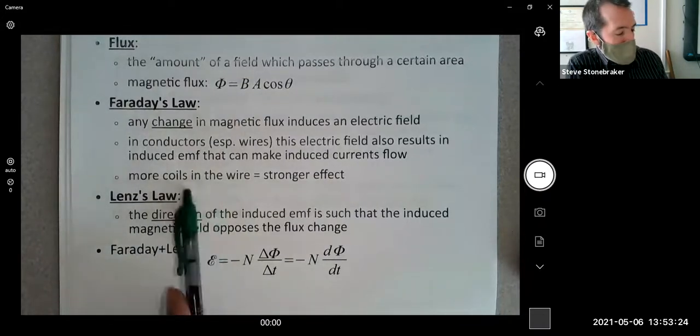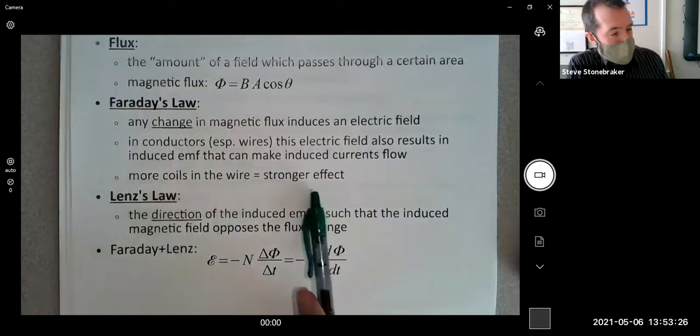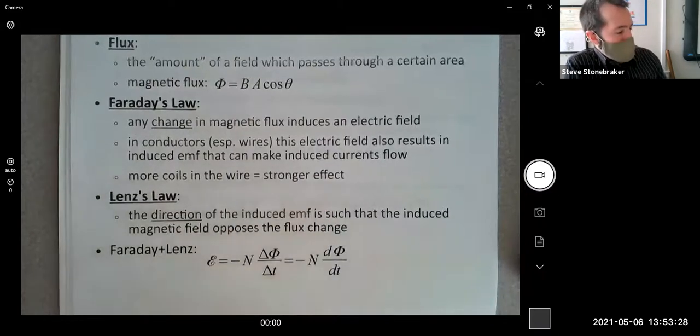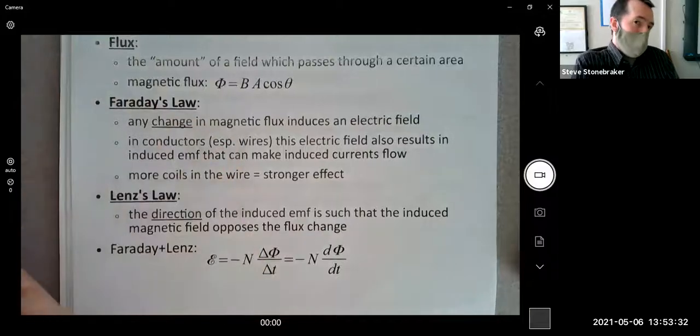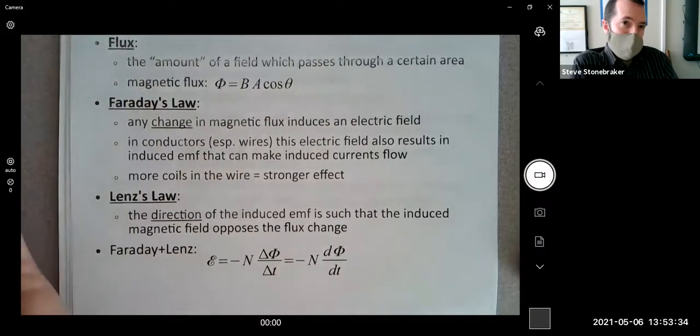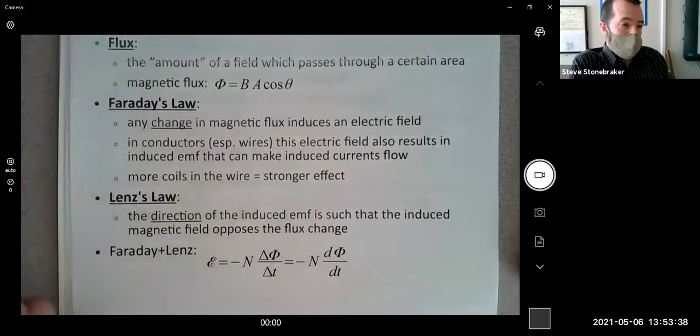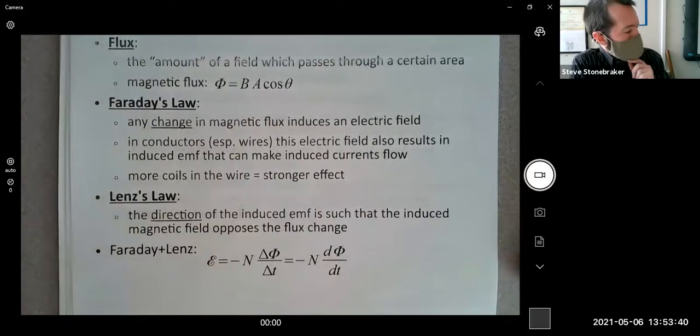And the more coils you've got, the stronger the effect becomes. Because if the wire loops around like 10 times, that basically means you have 10 times as much area effectively. It's like you've got 10 loops and you have 10 areas instead of just the one. And that's why so many electrical devices have these coils in them, because you can amplify the effects by having a lot.